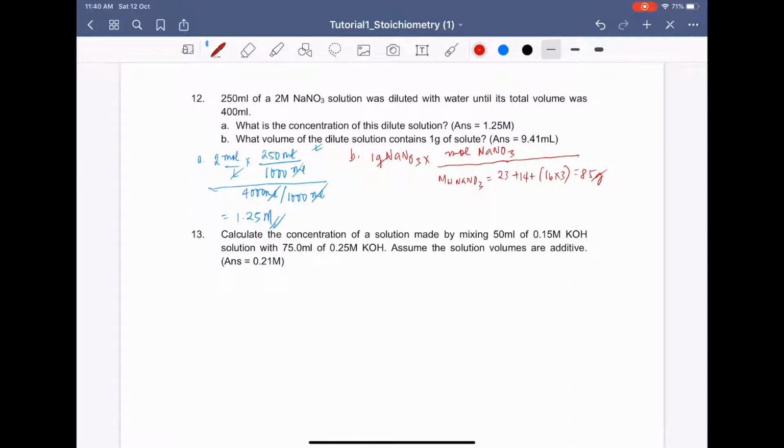But we were required to get the volume, remember? So we need to divide this by 1.25 molar, and that was the molarity. Remember, mole divided by molarity is equal to volume. So 9.41 times 10 to the minus 3 liter. But then we need to convert this to ml. So just need to multiply by 1000 ml to cancel 1 liter, and that is 9.41 ml.